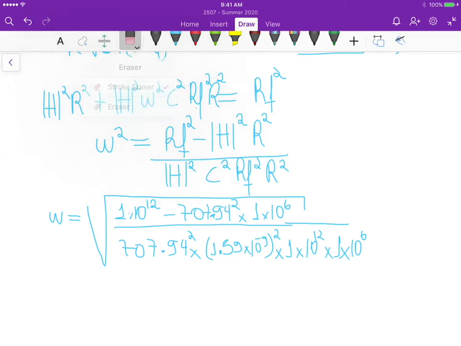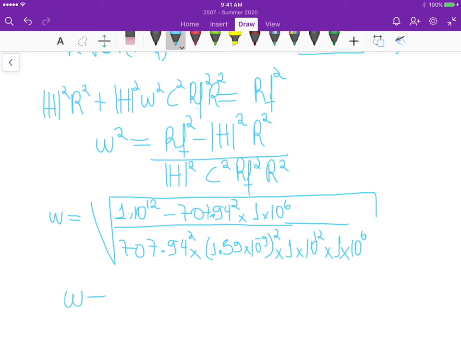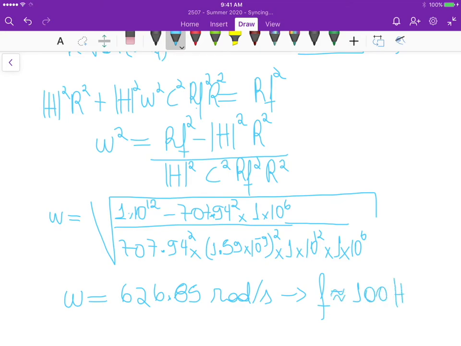Let me erase this square root and write it as the square root of this entire thing, which gives us an omega of 626.85 radians per second, or a frequency of roughly 100 hertz. Okay, so that's the answer.